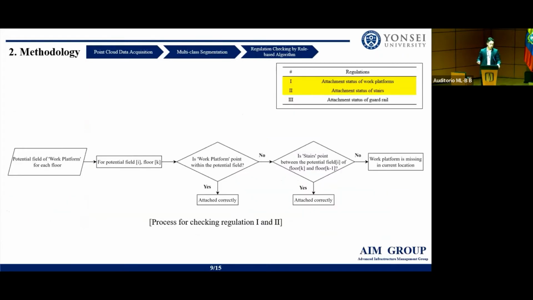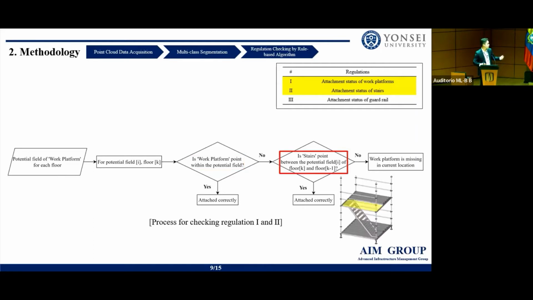And after those pre-steps, the remaining steps of the rule-based algorithm are very simple. So this framework is a process for checking regulations 1 and 2. Using those process data from before, we now check if work platform points are within a work platform potential field. If a certain number of work platform points are contained, we consider that field as attached correctly. But if not, we go to the next step to search for stair points below that field. If there are stair points below that field, like the right figure over here, then that field is attached correctly due to regulation 2. However, if there are no stair points and no work platform points in that field, then that field is violating regulation 1.